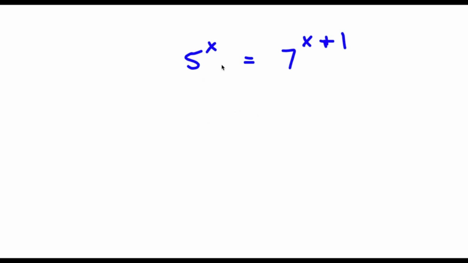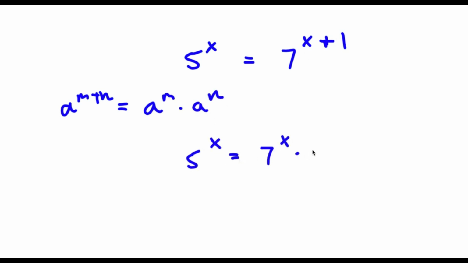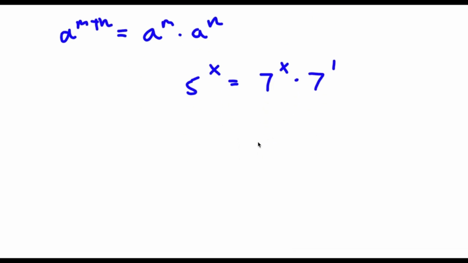Alright, so I have 5 to the power of x is equal to 7 to the power of x plus 1. Now if I have something in the form a to the power of m plus n, this is equal to a to the power of m times a to the power of n. So 7 to the power of x plus 1, that's going to equal 7 to the power of x times 7 to the power of 1.